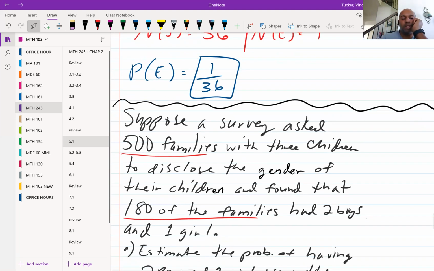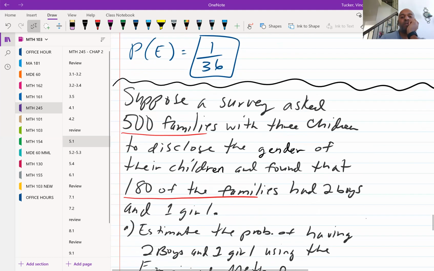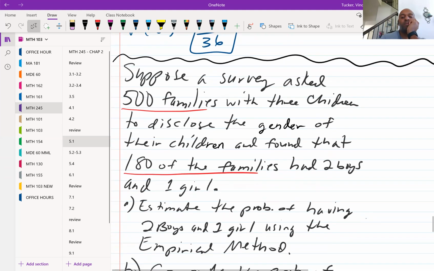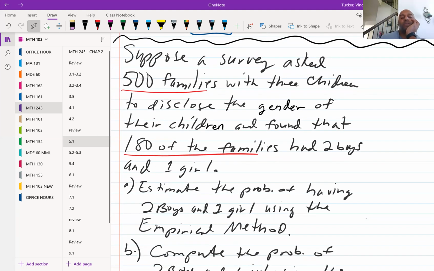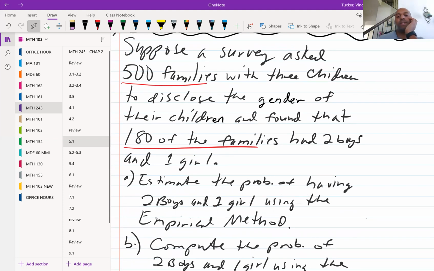You got an A and B to this. Is everybody done with the probability? Let's scroll up. All right. So estimate the probability of having 2 boys and 1 girl using the empirical method. And we'll get to B in a second. I want to give you guys a chance to write.